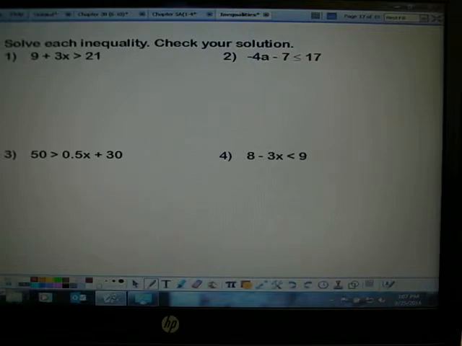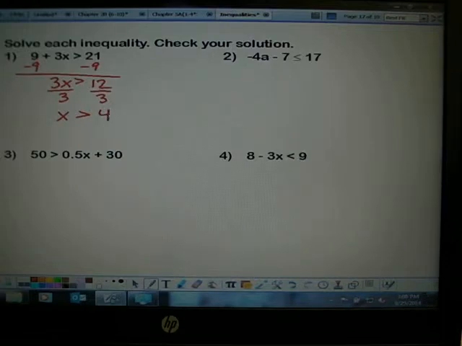So to solve each inequality, and then again you can check your solution. So you have 9 plus 3x is greater than 21. What you're going to do to solve this one is get rid of your addition and subtraction first. Subtract 9 from both sides. You have 3x is greater than 12. Since it says 3 times x, the opposite of times is to divide. And we now have x is greater than 4. There's your answer, x is greater than 4.